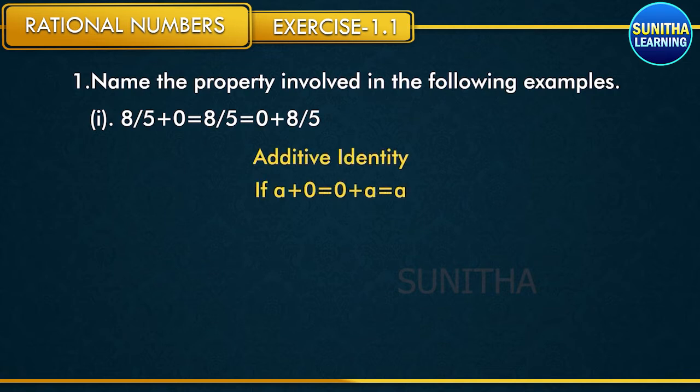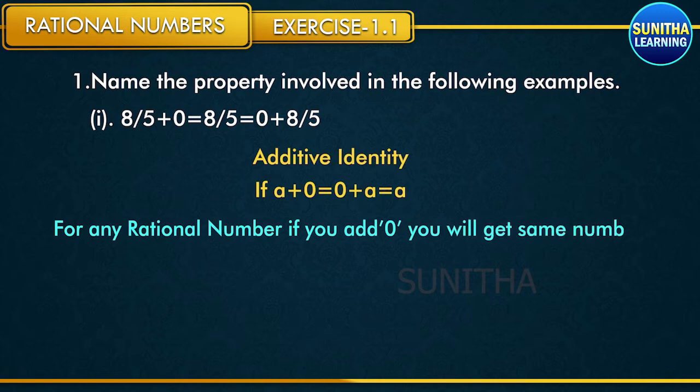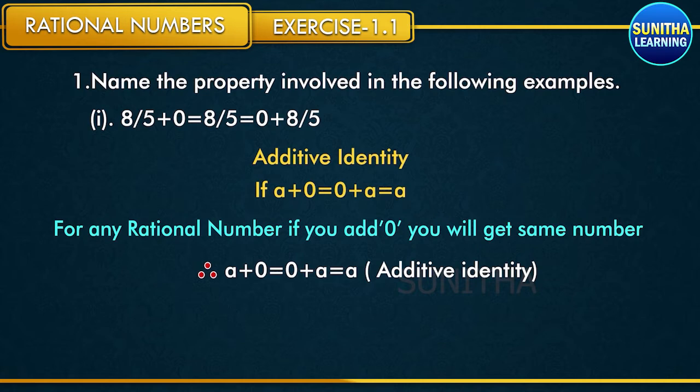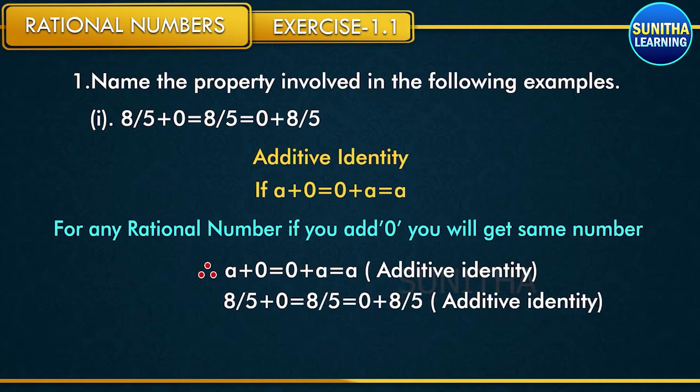If a plus 0 is equal to 0 plus a, it means for any rational number, if we add 0 to it, we are going to get the same rational number. So that is called the additive identity. So the first one is additive identity. Just write down a bracket. Therefore, a plus 0 is equal to 0 plus a, the additive identity.